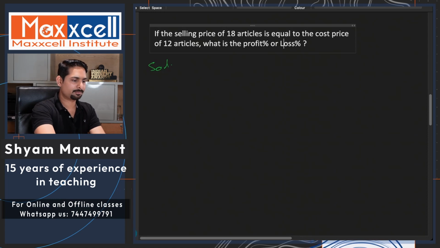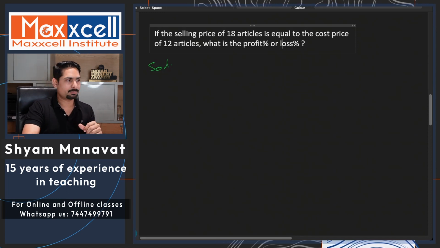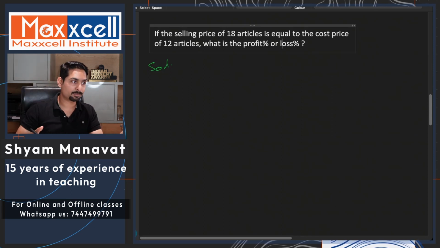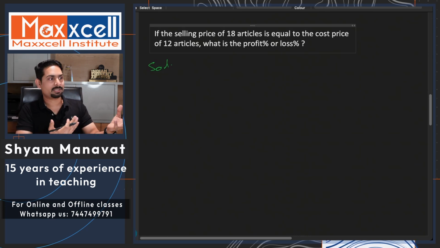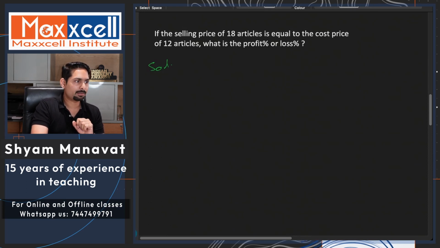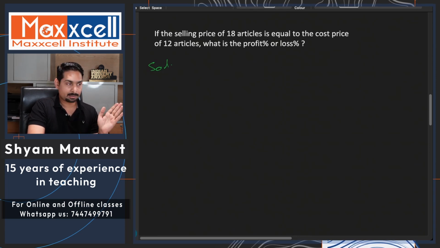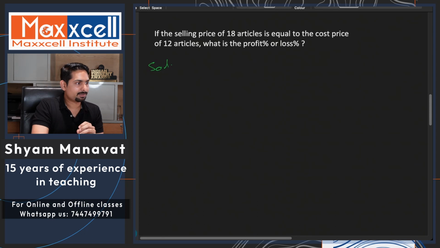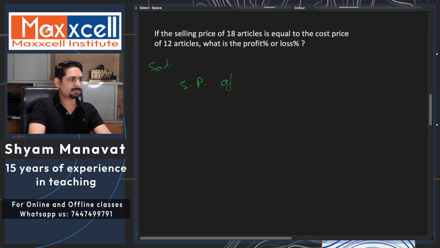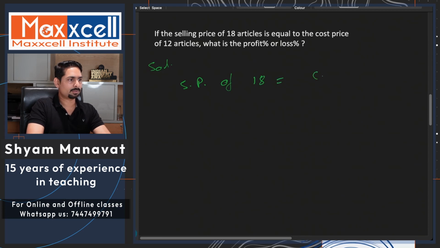Let's identify whether there is a profit or loss, and you don't need to keep stressing yourself that I have sold 18 articles, bought 12 articles, so profit or loss. We'll see that later. Hold on. Just keep it simple. You assume whatever is given and try to make one equation with the given information. So selling price of 18 articles equal to cost price of 12 articles.